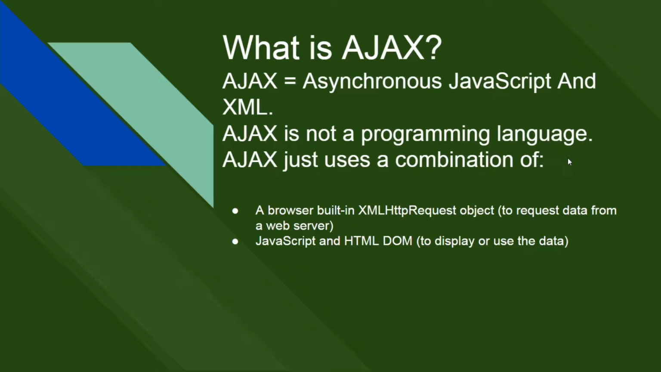So what is AJAX? AJAX is Asynchronous JavaScript and XML. AJAX is not a programming language. AJAX just uses a combination of a browser built-in XMLHttpRequest object to request data from a web server, and JavaScript and HTML DOM to display the data. Because here are two things in AJAX.